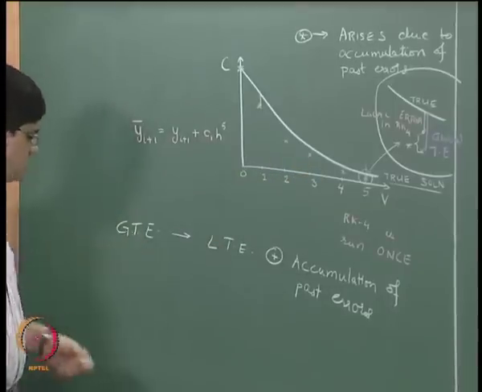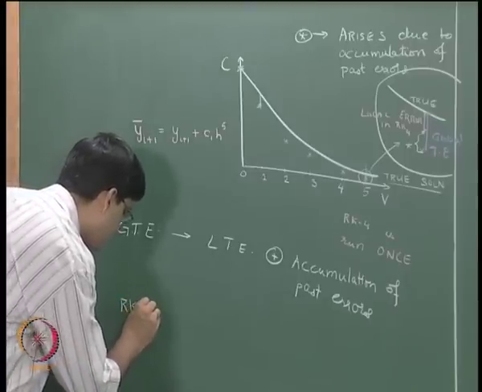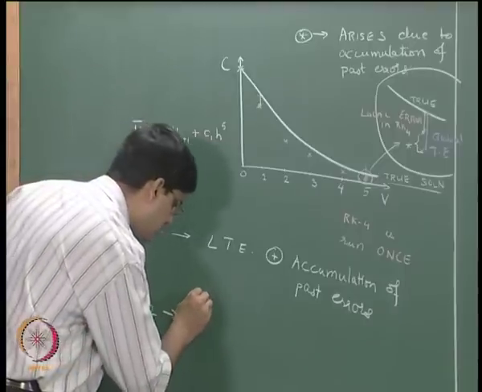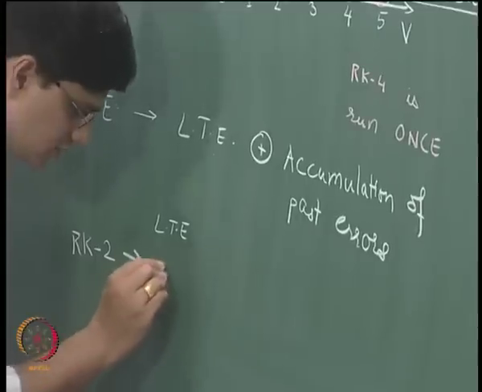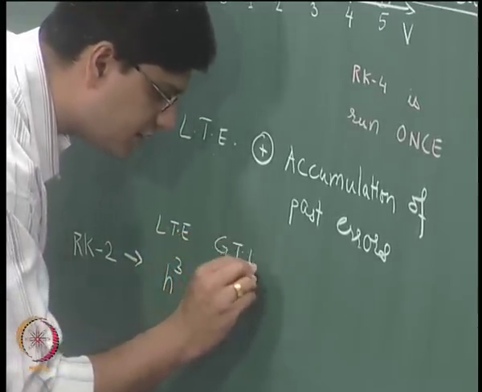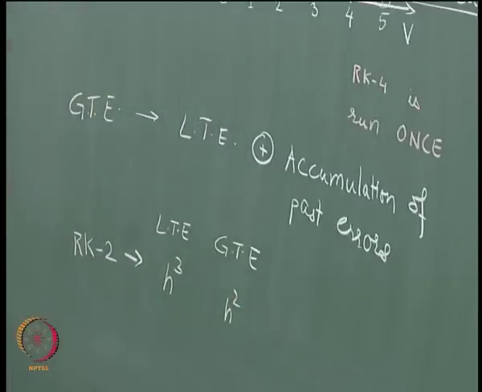In general, what we had seen is for the RK2 method, the local truncation error was of the order h to the power 3, the global truncation error will be of the order h to the power 2. Okay.